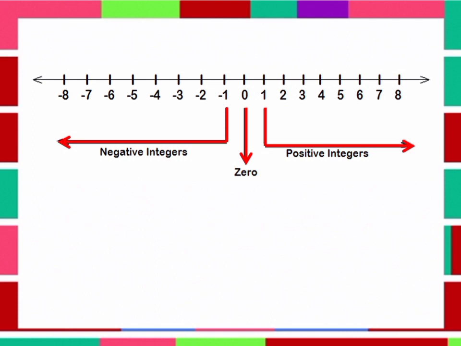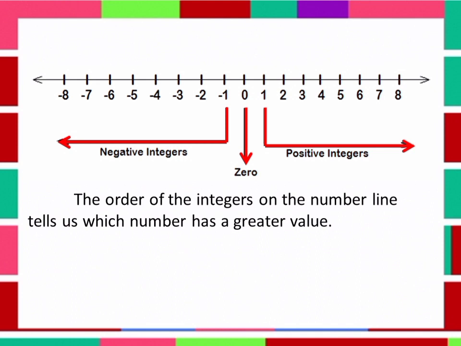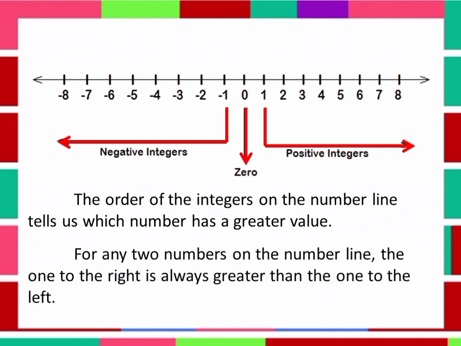So, ano nga ulit yung integers? Integers are the set of numbers consisting of the set of whole numbers and their additive inverse. And always remember that the order of the integers on the number line tells us which number has a greater value. So, for any two numbers on the number line, the one on the right is always greater than the one to the left. So, anong ibig sabihin nun? Lagi nating tatandaan na ang number na nasa right side ay always na mas malaki kaysa sa number na nasa left side. Using the number line po yun, ha?